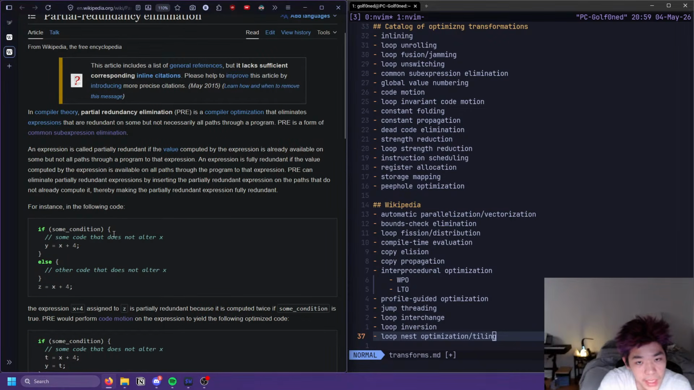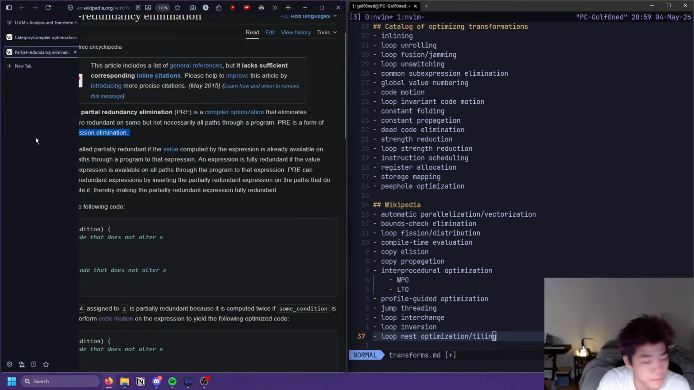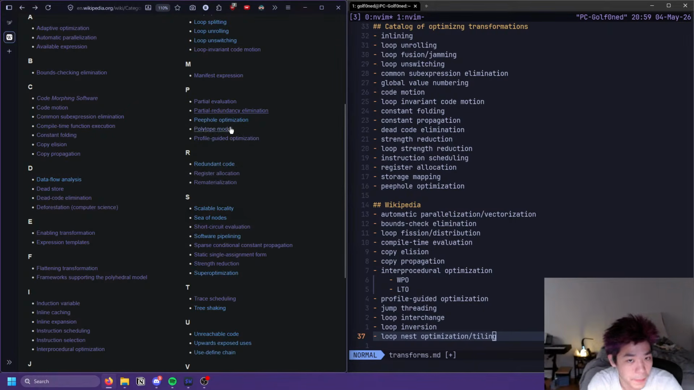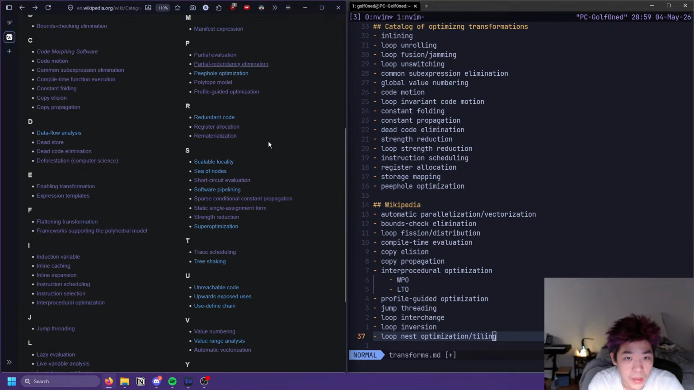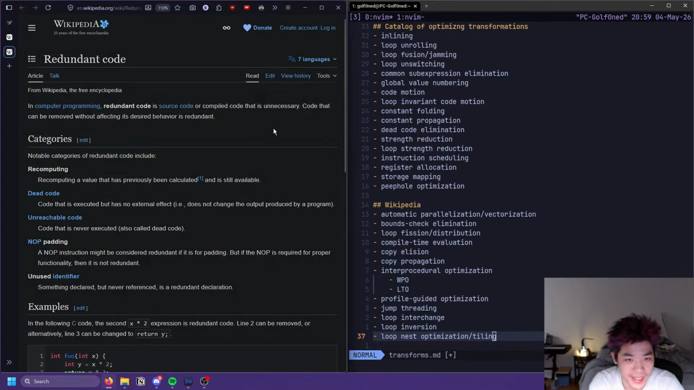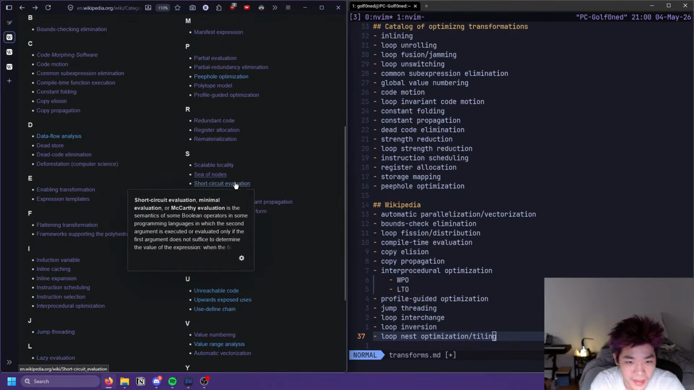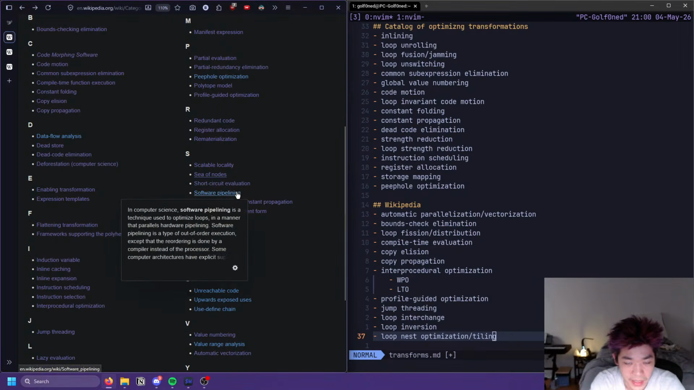I feel like this is kind of... Okay, this is a form of common sub-expression. I guess that is kind of like grouped under that, huh? Wow. Redundant code, what is this? Okay, that's not helpful. Yeah, we got some... Okay, that makes sense.